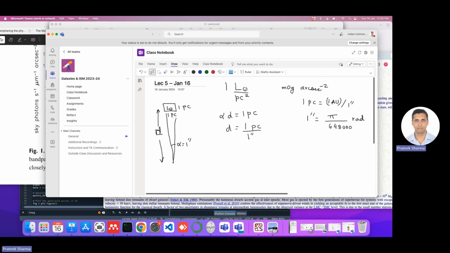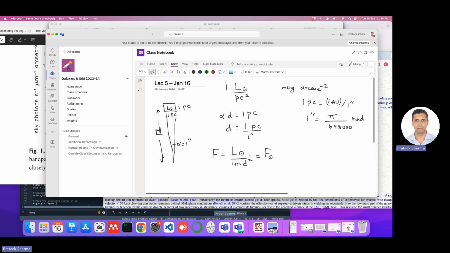So what will be the flux of this object? The flux of this object would be the luminosity of this object divided by 4 pi d squared, right? Flux would be this, which is equal to the solar flux, the flux due to the sun at Earth.